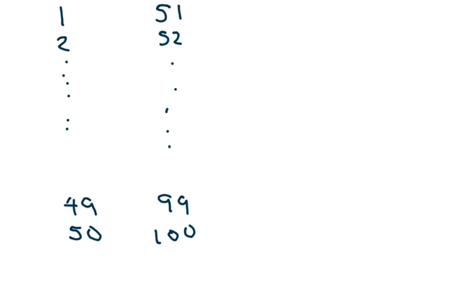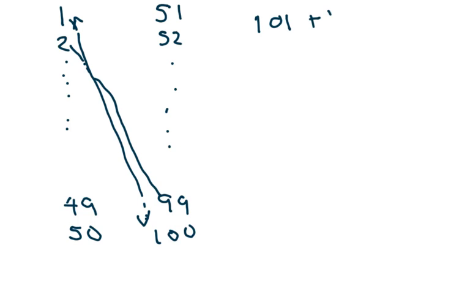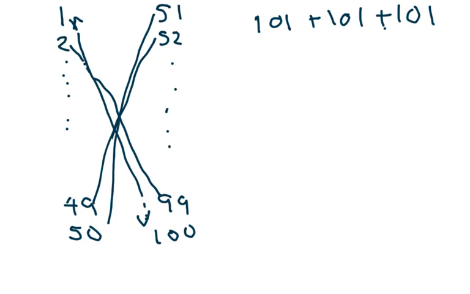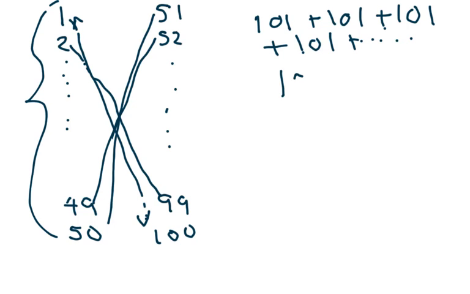So if you add 1 and 100, you get 101. You add 2 to 99, you get 101. You add and so forth. If you add 49 to 51, you get 101. Actually, it's not this. It's 50 to 51. And 49 to 52 would give you 101. And so forth. Well, how many 101s do we have? We have 50 because we split this into 2. So we have 50 times 101, and that gives you 5,050.